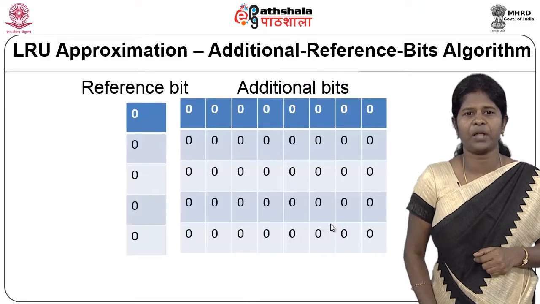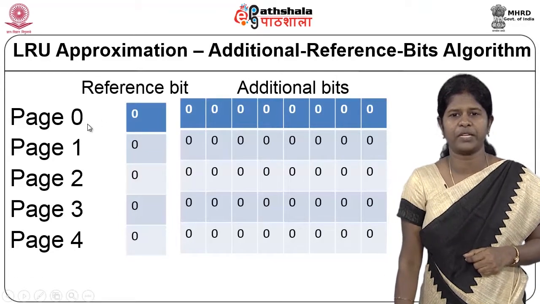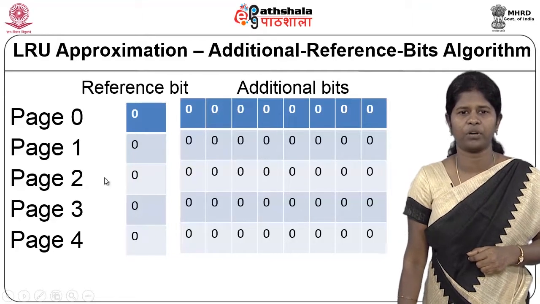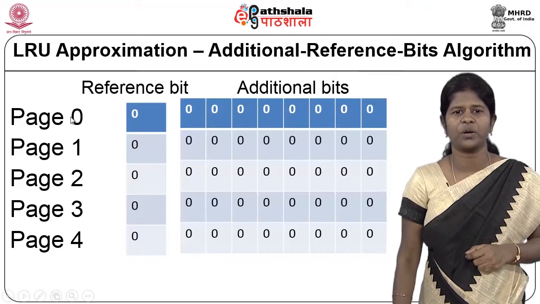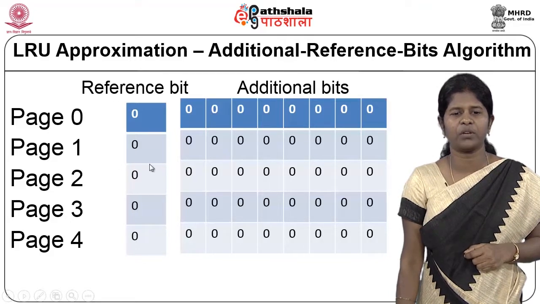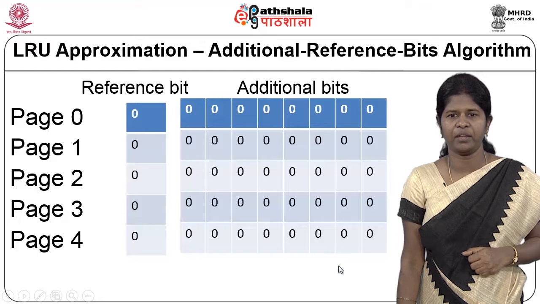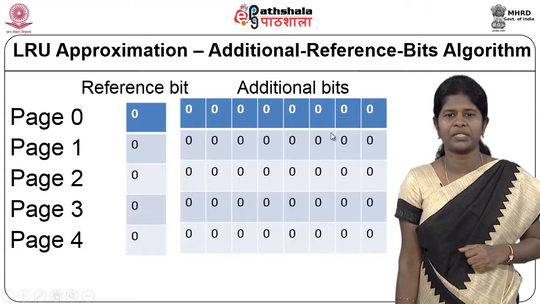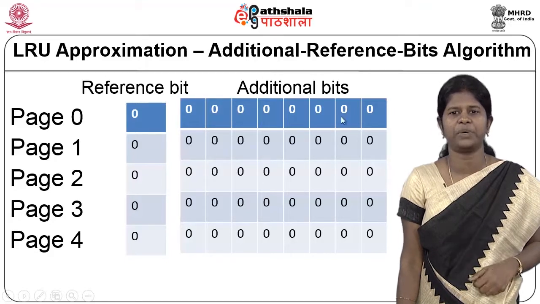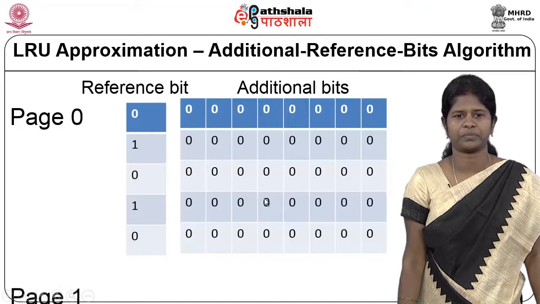We will see in this example how the additional reference bit algorithm works. Assume that there are 5 pages, page 0, 1, 2, 3 and 4. Here I have shown the reference bit, and here I have shown the additional bits. The reference bit is initially 0 for all the pages, as no page has been referred to yet. For the additional bits, an 8-bit byte is used for each page, so a history of 8 bits is stored for each page.